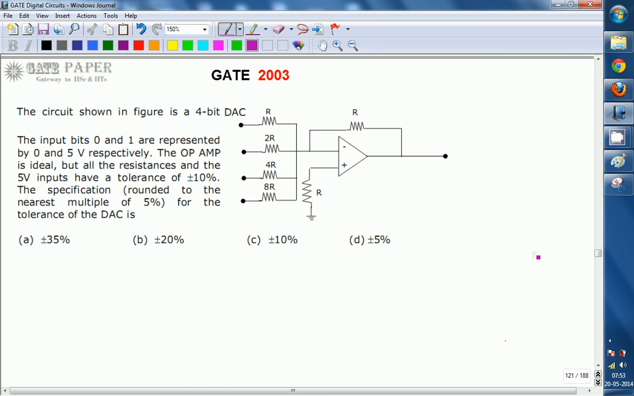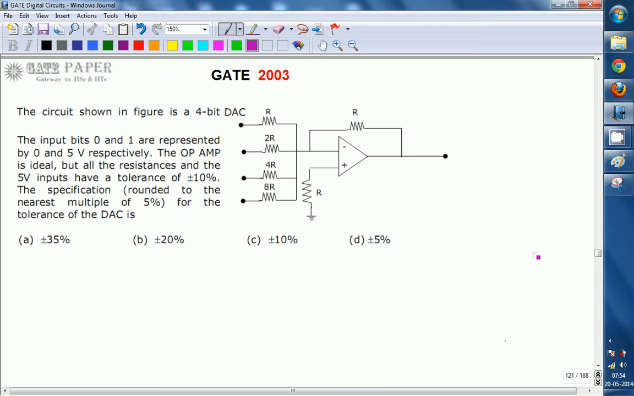The circuit shown in the figure is a 4-bit D2A converter, digital to analog converter. The input bits 0 and 1 are represented by 0 volts or 5 volts respectively. The op amp is ideal, but all the resistances and the 5 volt inputs have a tolerance of plus or minus 10%. The specification rounded to the nearest multiple of 5% for the tolerance of the DAC is. What is the tolerance of the DAC?